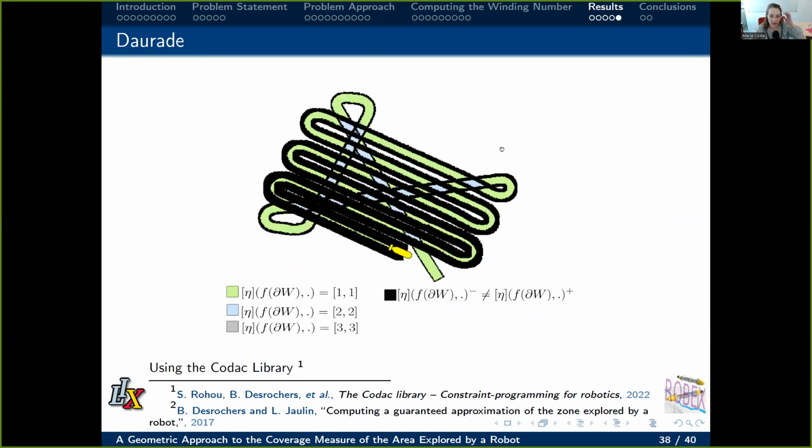So what will happen is, I'm sorry for not using the same color code, but in green, we have points that were explored once, in blue, points that were explored twice, and in gray, points that were explored 3 times. And then in black, we have points that are uncertain. And as you can see, if we take into account the uncertainty, points that are uncertain will become more common with time. And these boxes will become bigger.